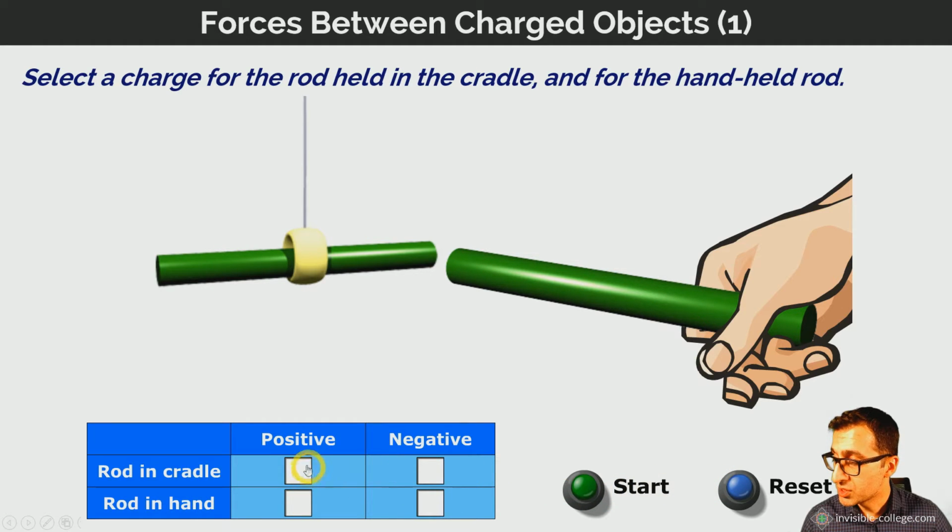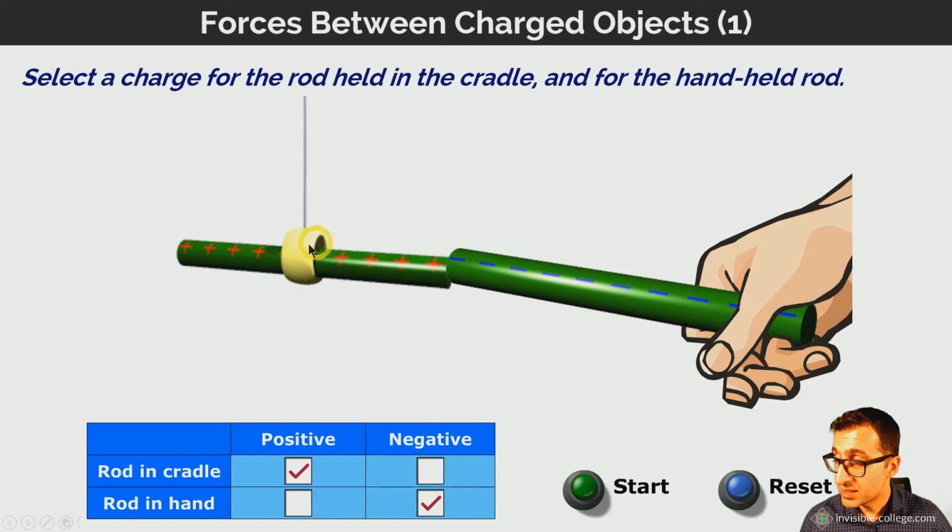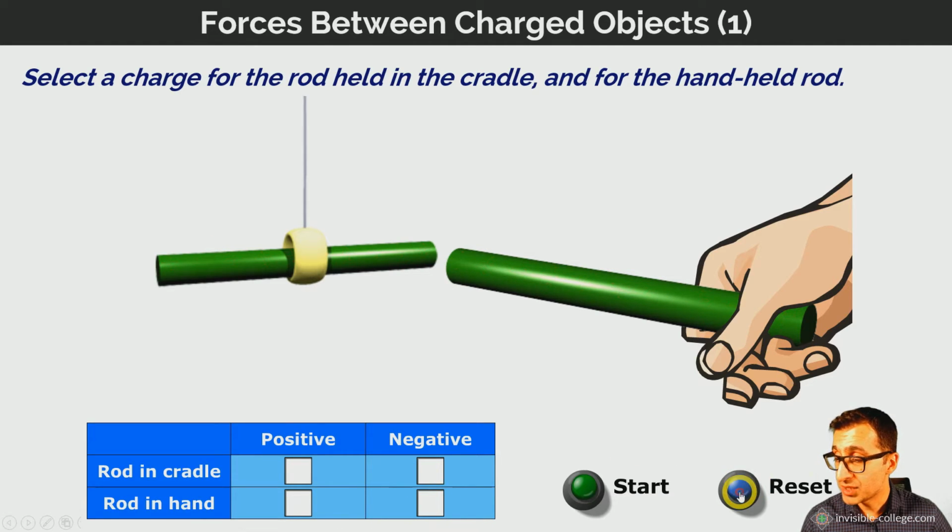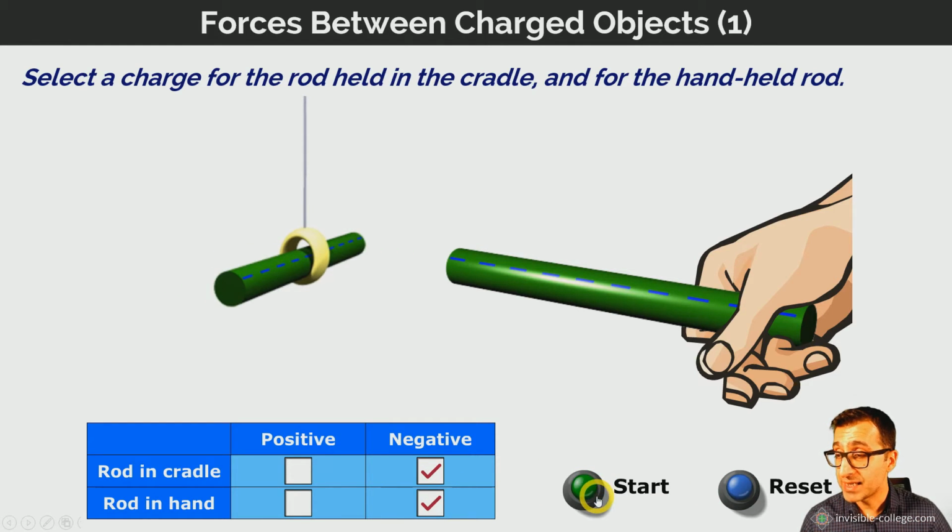If we change this situation to the rod in the hand being negative, you'll get it moving towards it. So we can see here that a positive object will attract a negative object and vice versa, but two positive objects will repel each other. Now, if we take two negative objects, they will also repel each other. So this tells us something about charges. Not only can they exist in positive and negative, but objects which have a positive charge will attract objects which have a negative charge and vice versa.